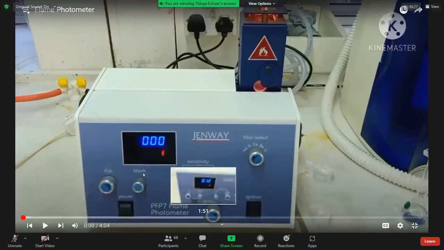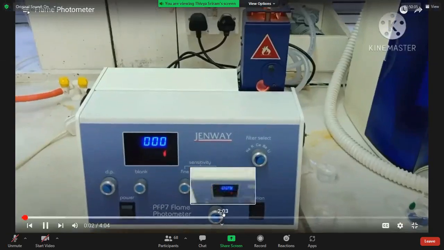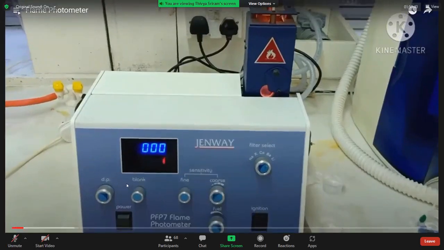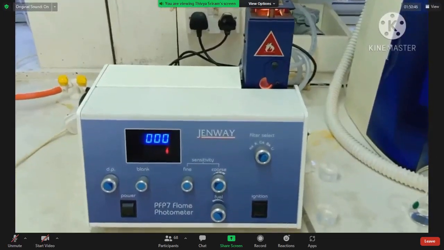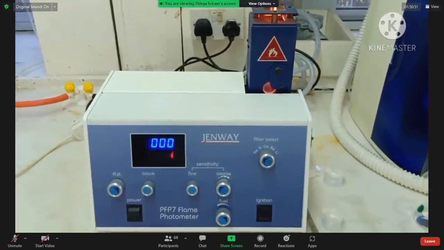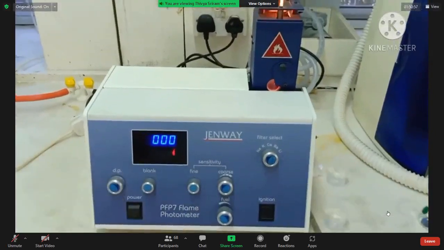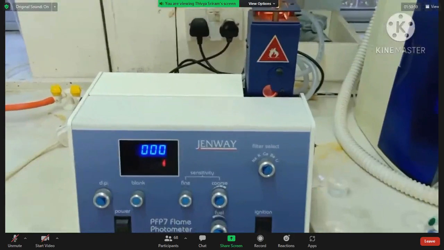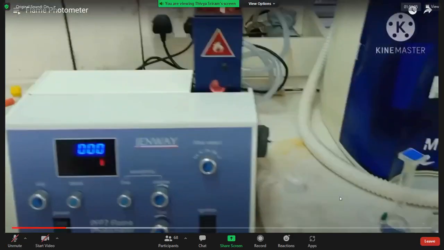Now we will see how to operate the flame photometer in order to identify the salt concentration. This is a flame photometer. It's an instrument that can be used for reading the emission of a solution. Before we can use the flame photometer, there is a need for us to do a calibration. To start with the calibration, we will need a standard which has the highest concentration.